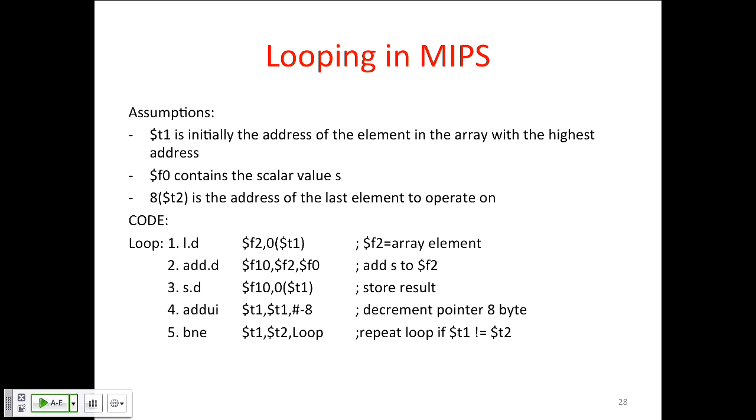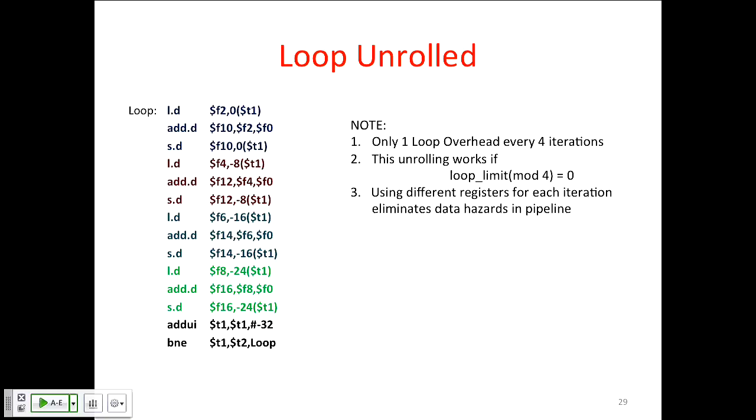Here, instead of actually decrementing the pointer, I just fold that into the offset. So instead of decrementing T1 by 8 and then using an offset of 0, I can leave T1 alone and use an offset of minus 8, right? And then do similar to get minus 16, minus 24, and then only here, once every 4, I'll decrement it one time by 4 times 8, which is 32, and then branch back to the loop.